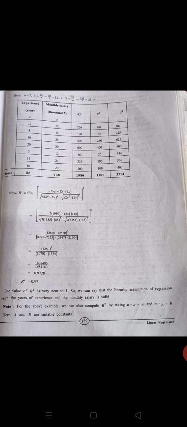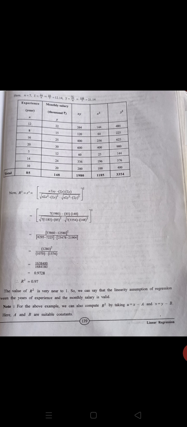Okay, so how can we find xy? We have to multiply x and y. So 12 multiplied by 22, 264; 8 multiplied by 15, 120; 16 multiplied by 25, 400; 20 multiplied by 30, 600; 5 multiplied by 12, 60; 14 multiplied by 24, 336; and 10 multiplied by 20, that is 200. So the total is 1980.